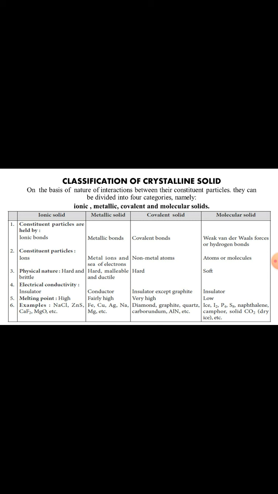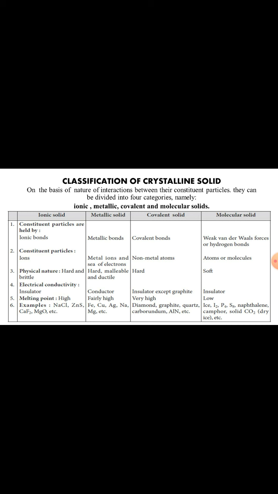Ionic solids in solid state are insulators because their ions are not free to move, but when dissolved in aqueous solution or in molten state, ionic solids are good conductors because ions are free to move. Next, melting points. As you know that the force is strong, that's why they have high melting points.